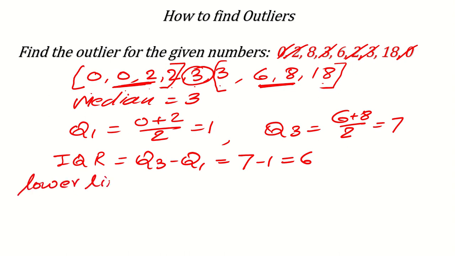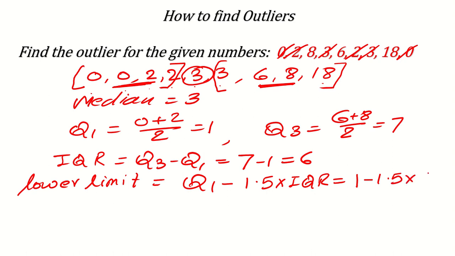Lower limit of the numbers will be, what formula I told you? Q1 minus 1.5 times of interquartile range. Means what is the value of Q1? It is 1 minus 1.5 times of 6, means 1 minus 9, means minus 8. And what is the upper limit?